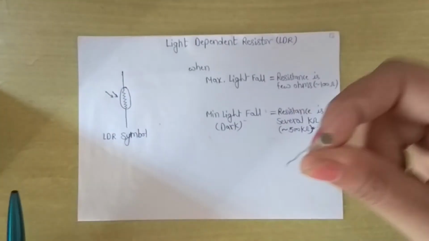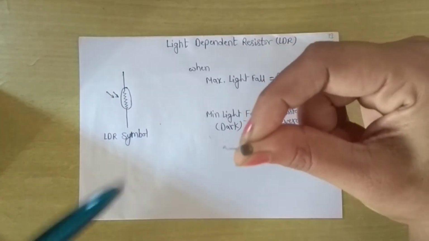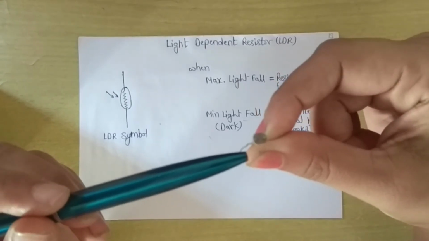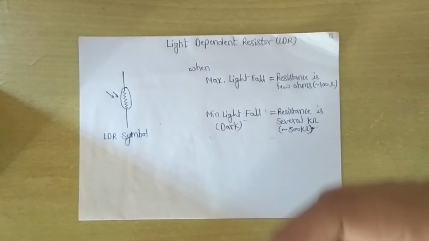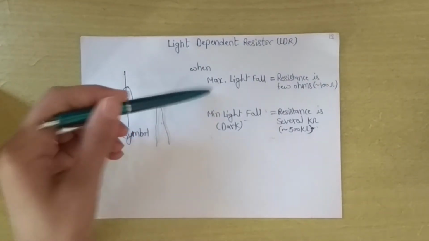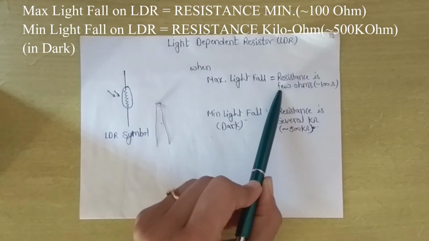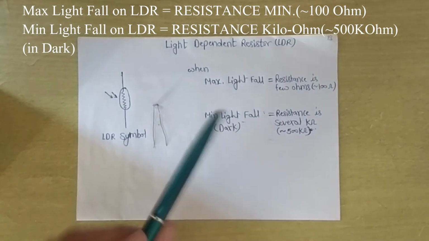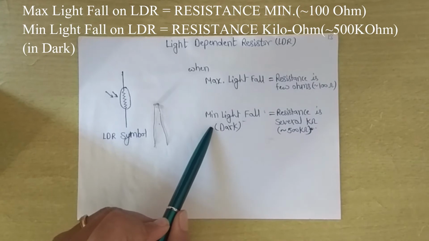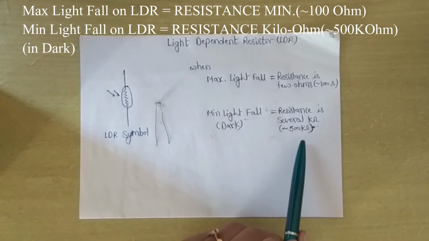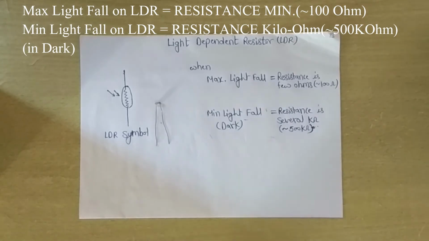So this is our LDR. Its surface is made of cadmium sulfide, which is a light sensitive material, and according to light, its resistance varies. When maximum light falls, its resistance becomes low and reaches down to 100 ohm. And when minimum light falls, or it is exposed to dark, its resistance increases up to several kilo ohm, going beyond 500 kilo ohm.